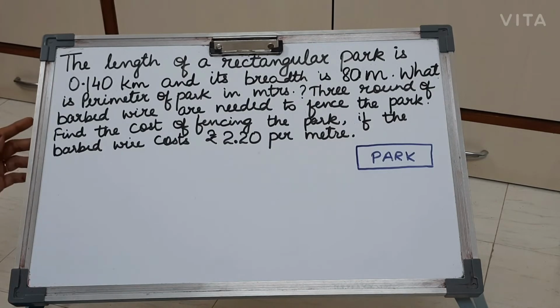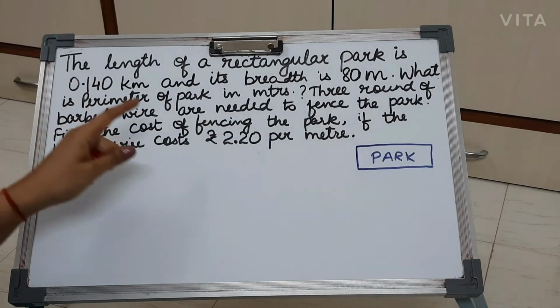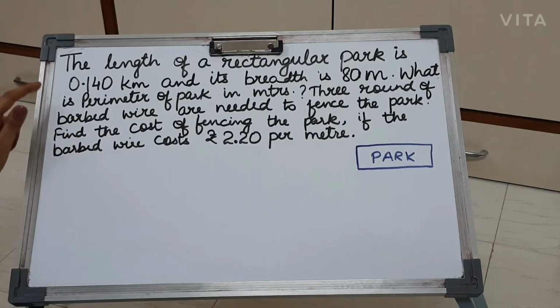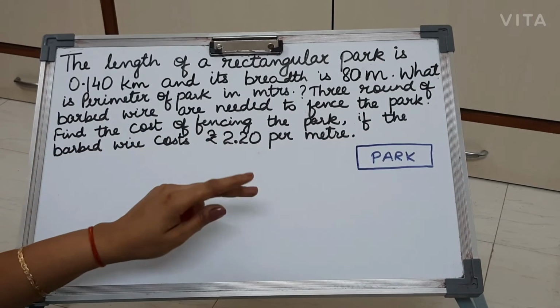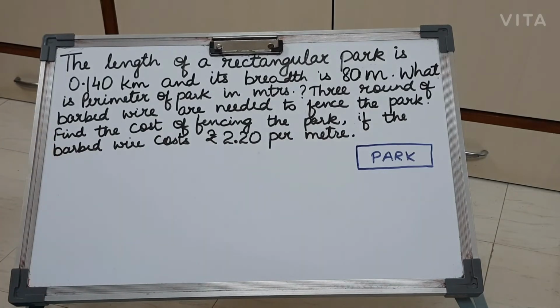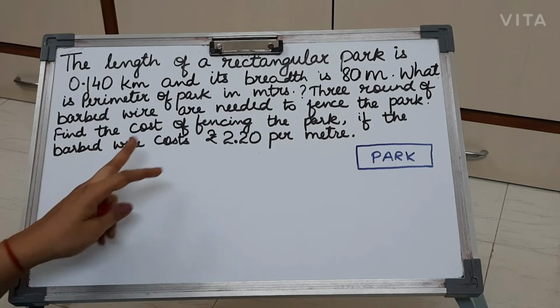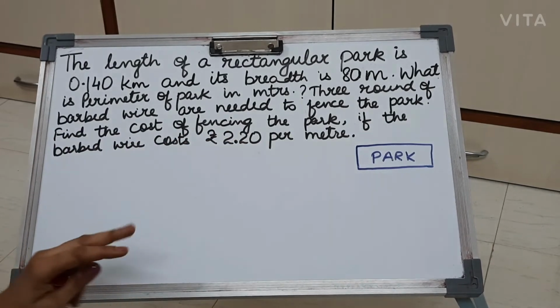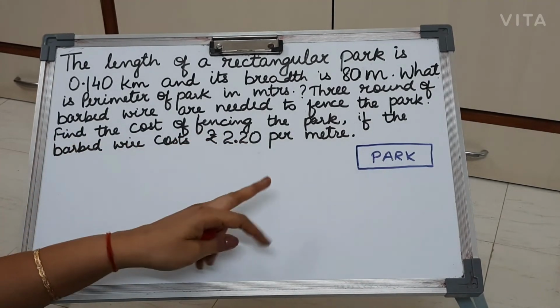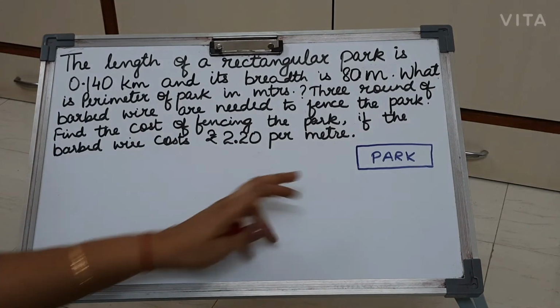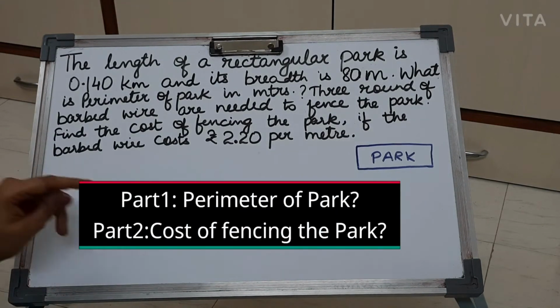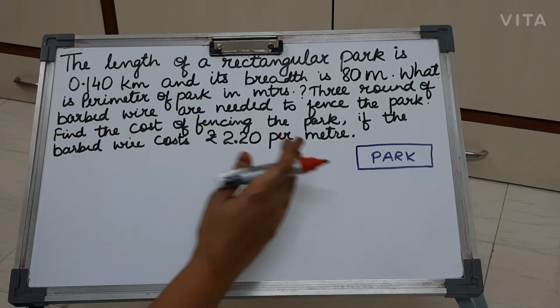Now the question here is, the length of a rectangular park is 0.140 kilometer and its breadth is 80 meter. What is the perimeter of the park in meters? 3 rounds of barbed wire are needed to fence the park. Find the cost of fencing the park if the barbed wire costs rupees 2.2 per meter. Now we have to first concentrate on one part of the question. We will just divide this type of question.